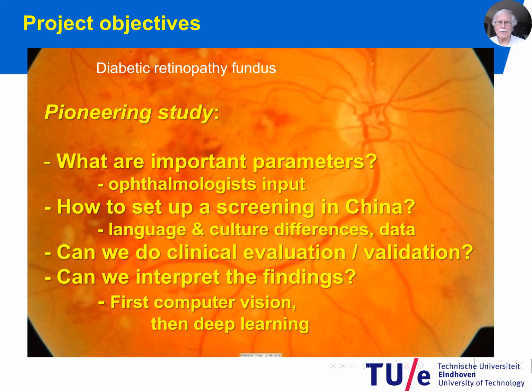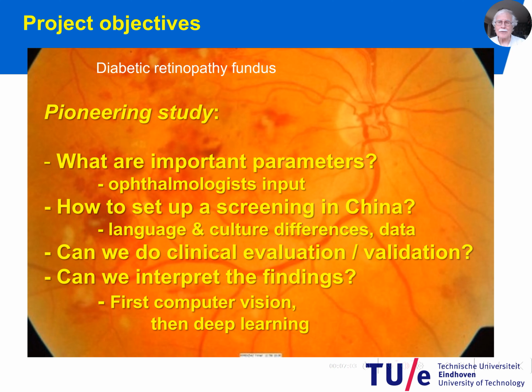Because we started in 2013, it was a pioneering study in those days, and we learned a lot. And I'll tell you a little bit about the journey, what we did. Of course, first you need to know what the important parameters are, so you need a lot of ophthalmologist input. How to set up a screening in China, where everything is in Chinese. There are different cultural differences, different treatments in hospitals. How do you get enough data? How do we clinically evaluate and validate the results that we get? And can we interpret the findings in terms of how valid they are for doing the diagnosis?